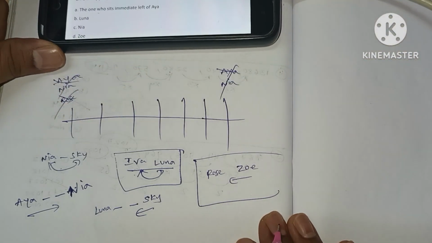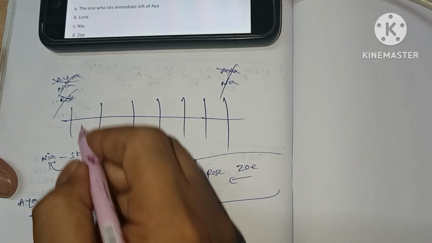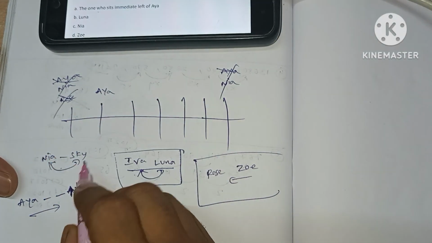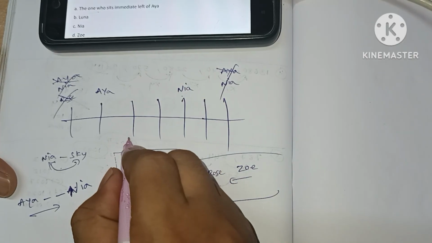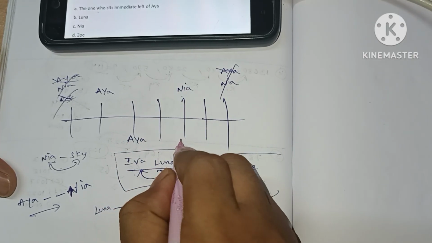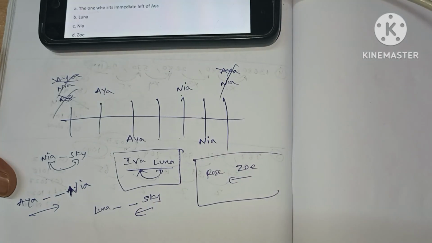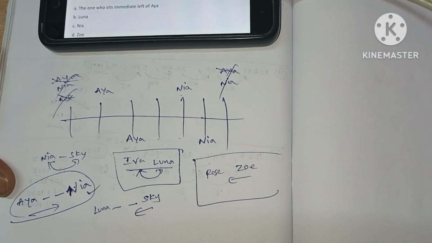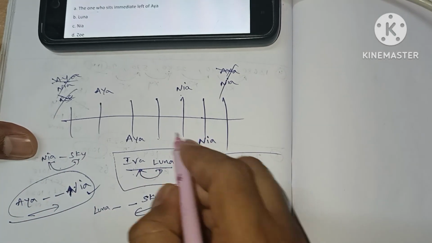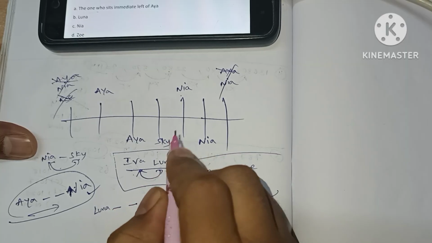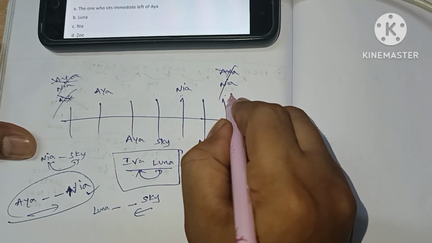Okay, now let's start with Aya here. Let's take Aya's place here. Then 1, 2, this is the place for Nia. Or else we can place Aya here, 1, 2, and Nia's place is here. Okay, now this is completed. Next, Nia and Sky have only one person between them. So this is the place for Sky. In this case, we can place Sky here or here. Let's take Sky here.